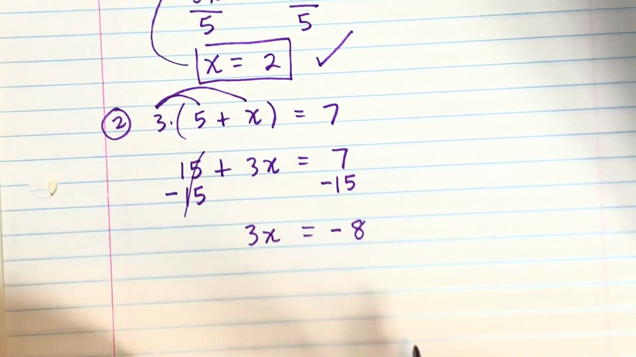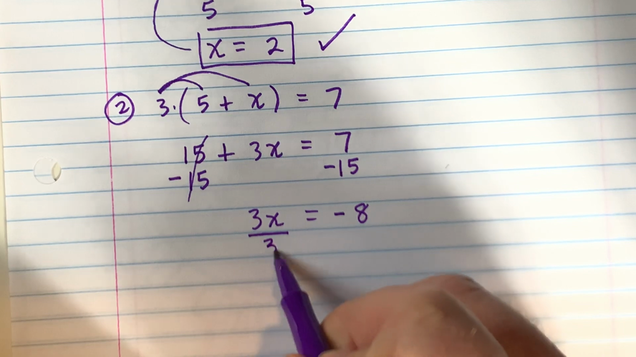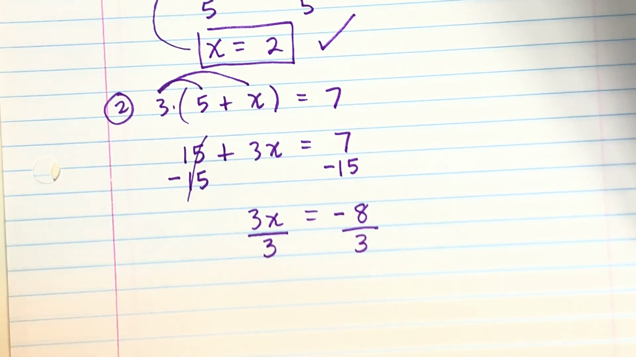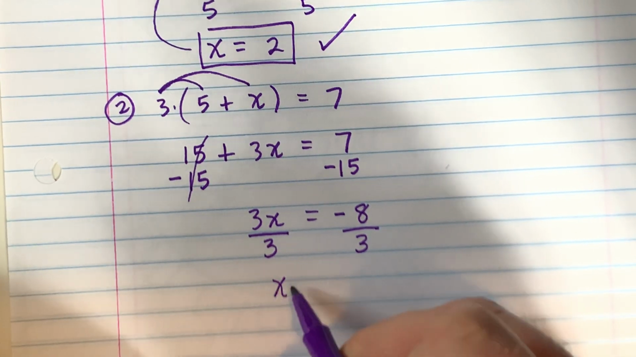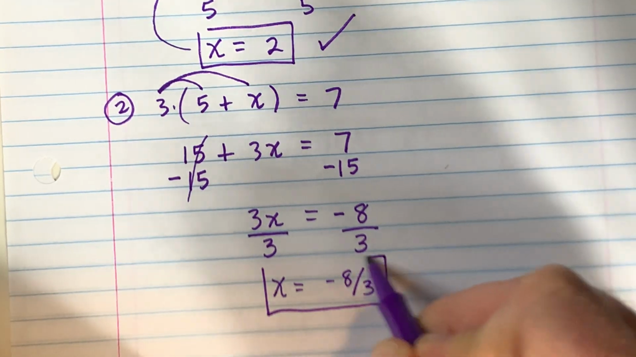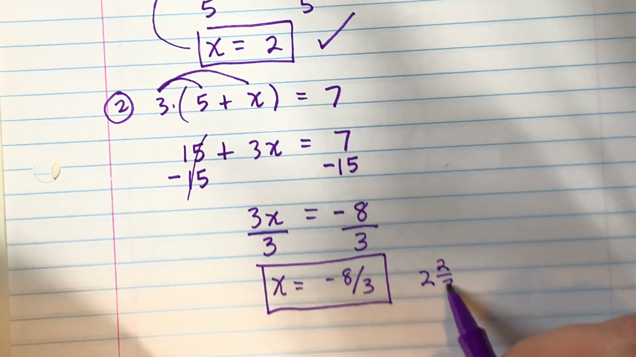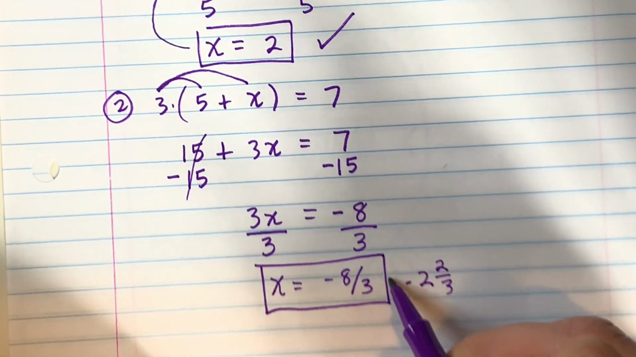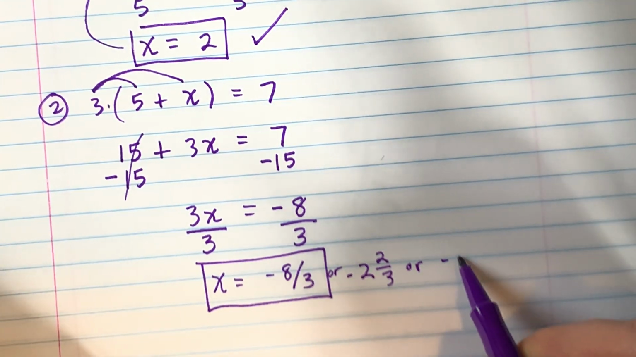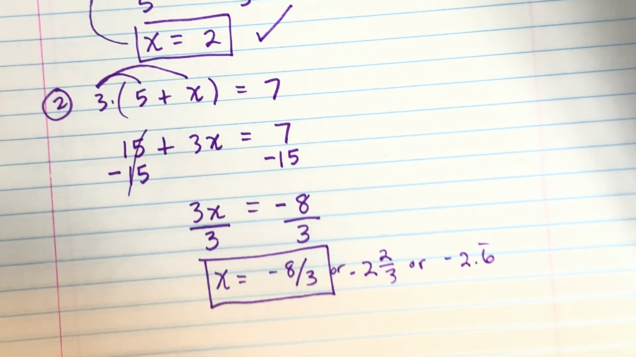And our last step, like we did in our last one, we want to know what 1x equals. We're trying to isolate the x, so we're going to divide that up into 3 groups. We have to make sure we do the same thing to the other side of the equation. So that's going to leave us with x equals -8 thirds. Or you could write it as negative 2 2/3. Or if you wanted to write it as a decimal, that would be -2.6 repeating. So any of those solutions would work.